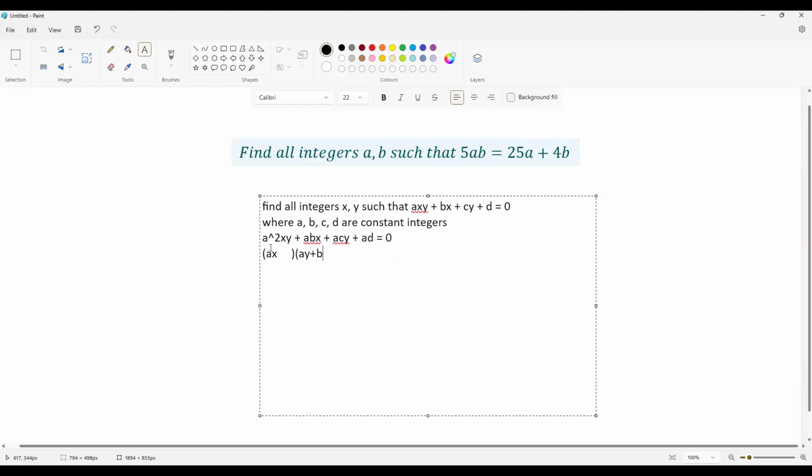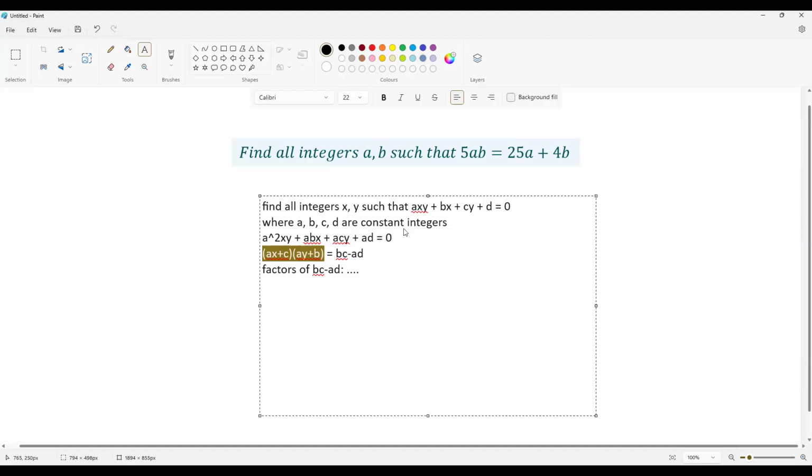It becomes (ax plus c) times (ay plus b) is equal to bc minus ad. These two are the exact same, right? You can check this if you want to. And so now we just have to go through the factors of bc minus ad and go through all of them.